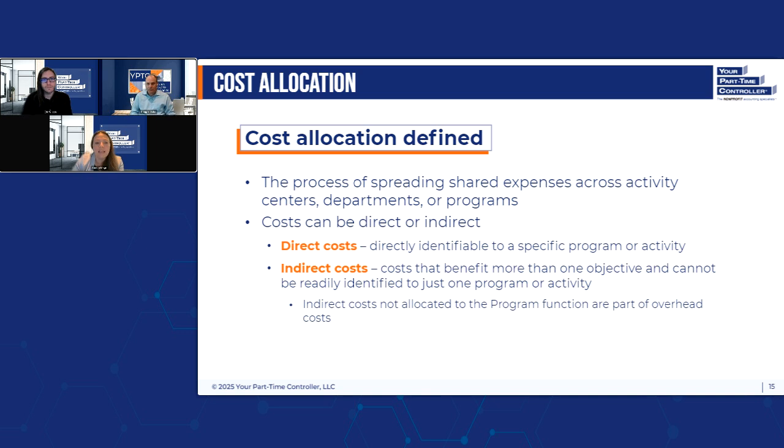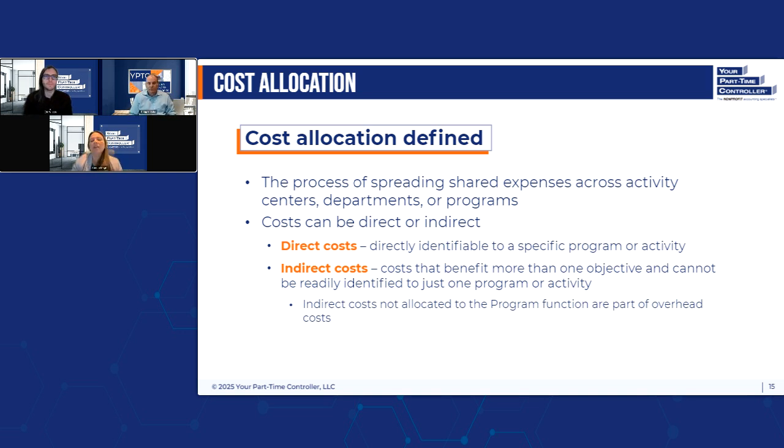So when we talk about costs, direct costs are just what they sound like. They're directly identifiable to a specific program or activity, while indirect costs are not as obvious. They're not as clear, right? The costs incurred benefit more than one objective, more than one program, or more than one activity, and they cannot be readily identified to just one thing.